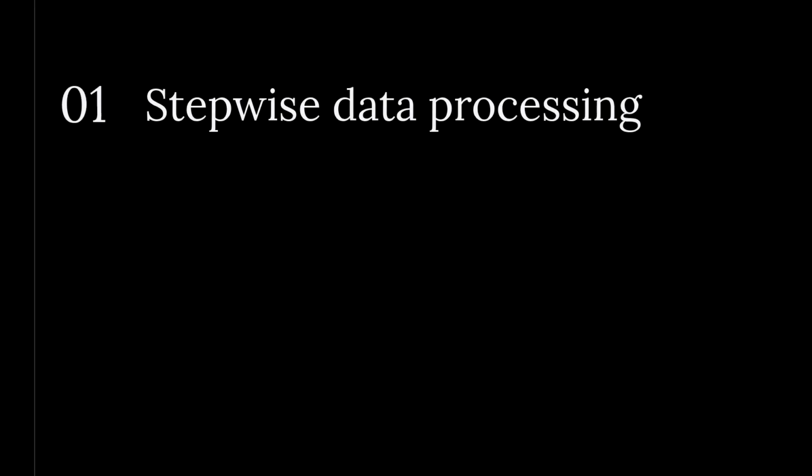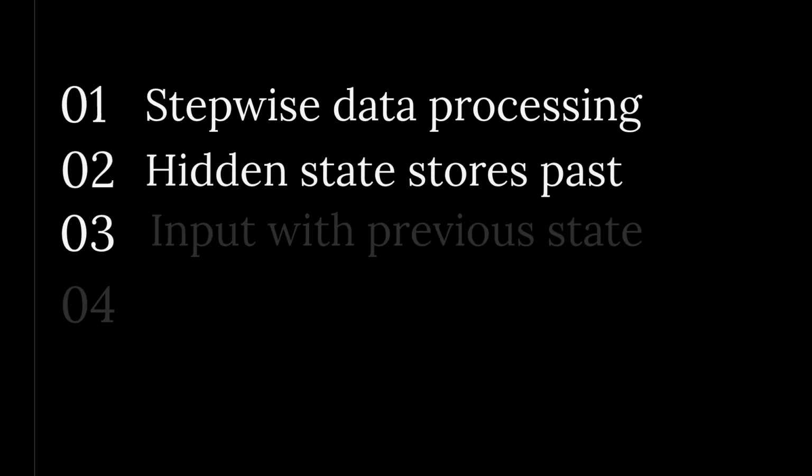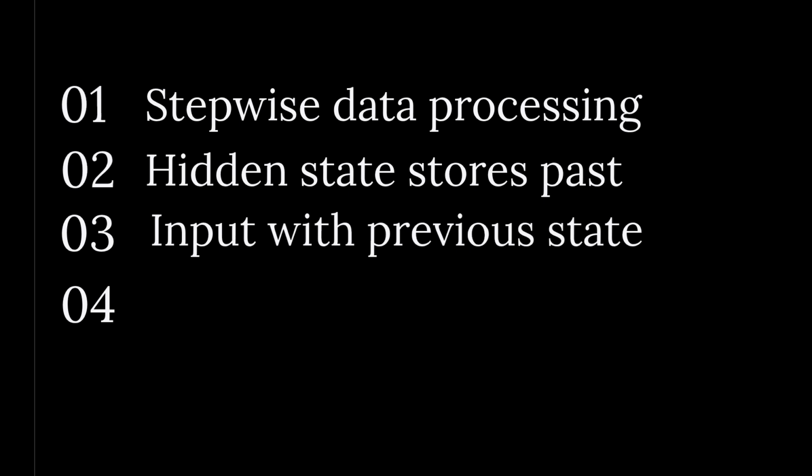RNNs process data step by step, with each output depending on the current input and previous hidden states. This hidden state acts as memory over time. Training uses backpropagation through time. The core challenge is unstable gradients, which can vanish over long sequences or explode and destabilize learning.